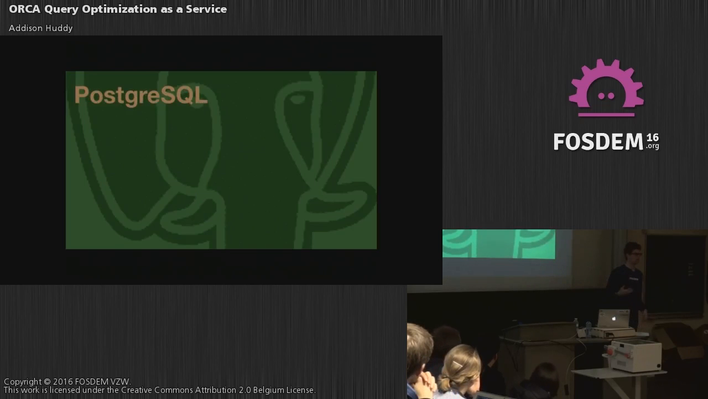So our ultimate goal for this project is to one day have the Postgres community adopt Orca as the de facto query optimizer. It's a long way away, but we think we can get there because the number of people that actually know that code base is shrinking, and we think this has the potential to have a much longer lead.